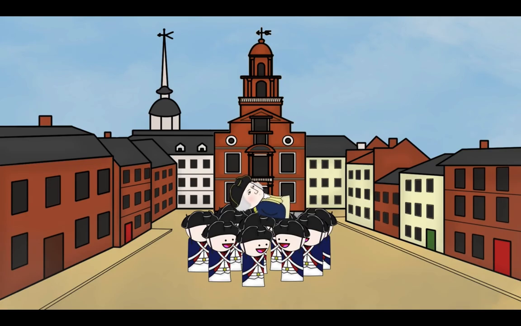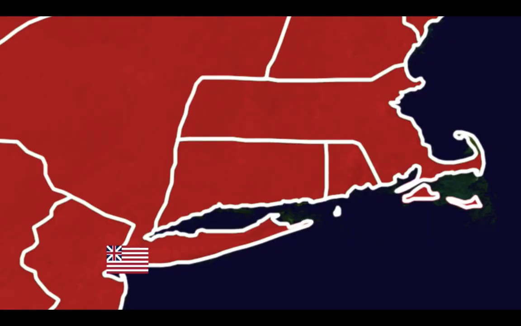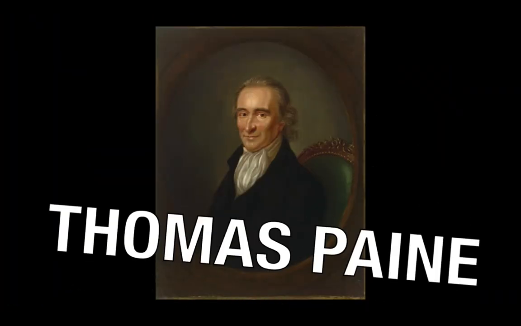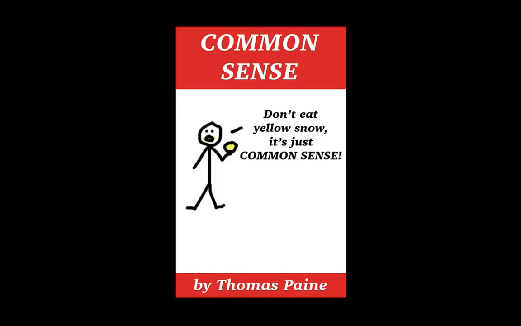Washington then moved his army to New York, knowing that when the British returned, they would probably land there. In the meantime, a friendly-looking old man by the name of Thomas Paine had written and published a pamphlet called Common Sense, in which he advocated for total independence from Great Britain.